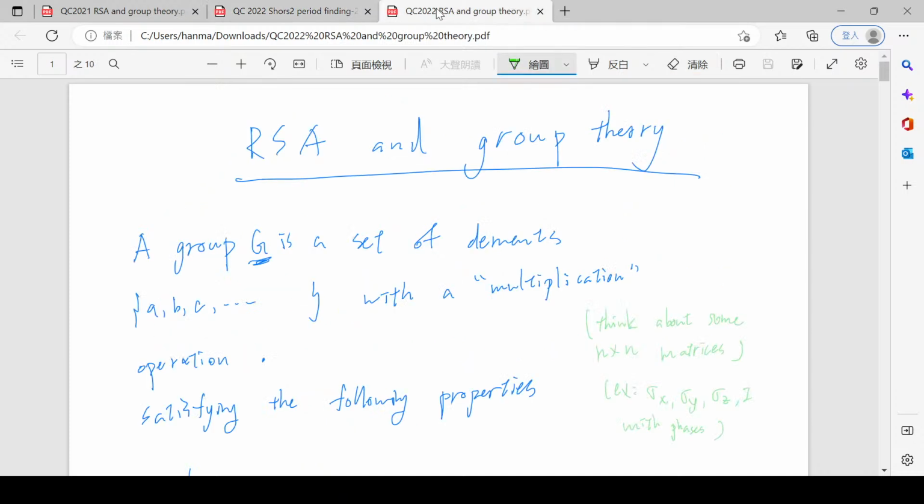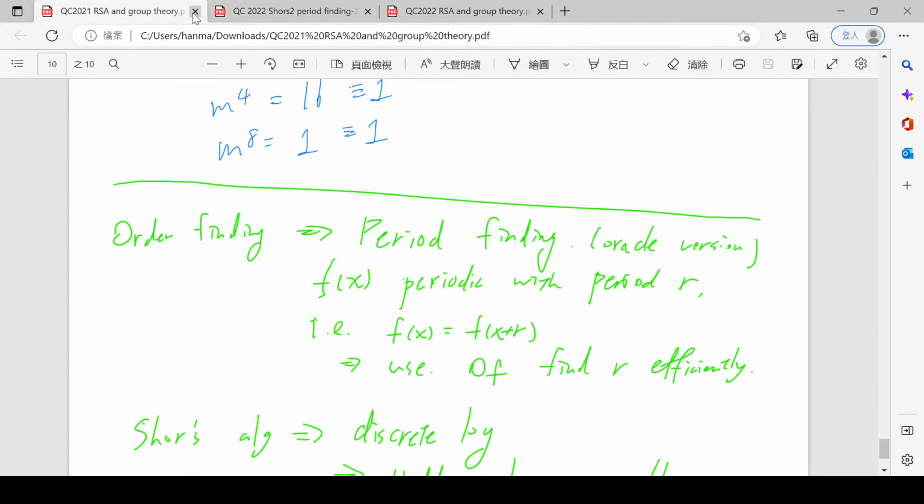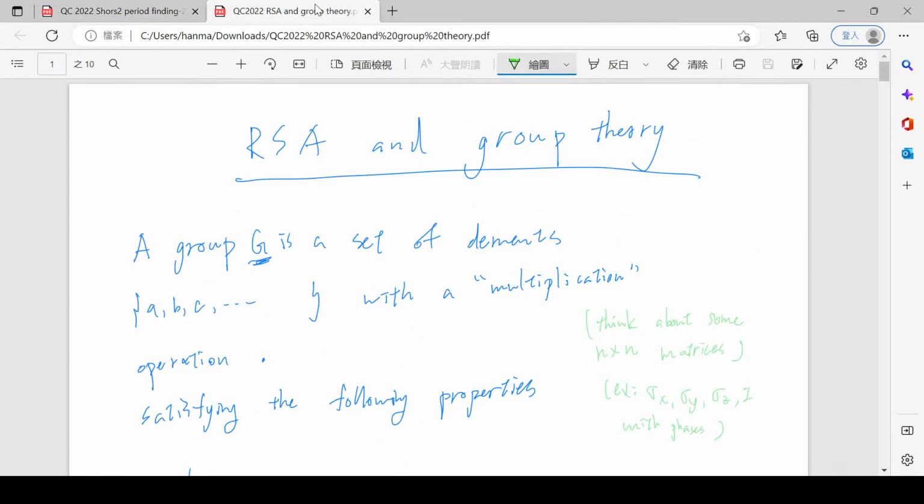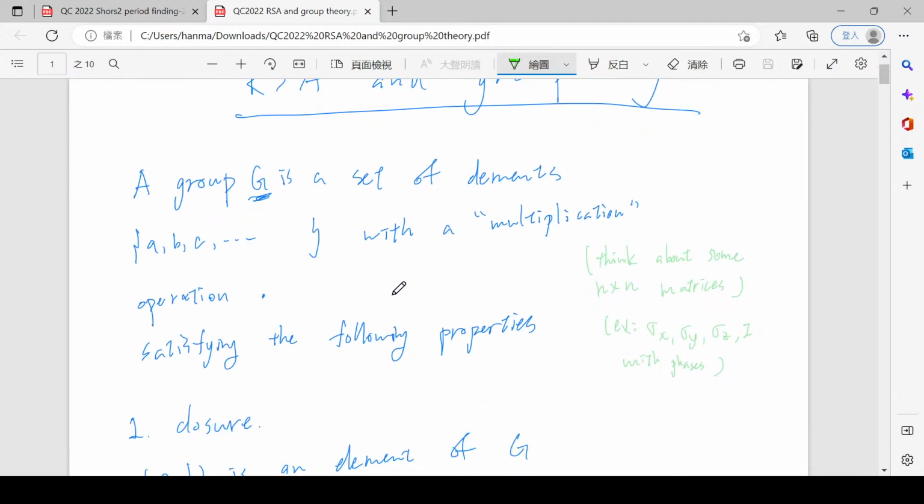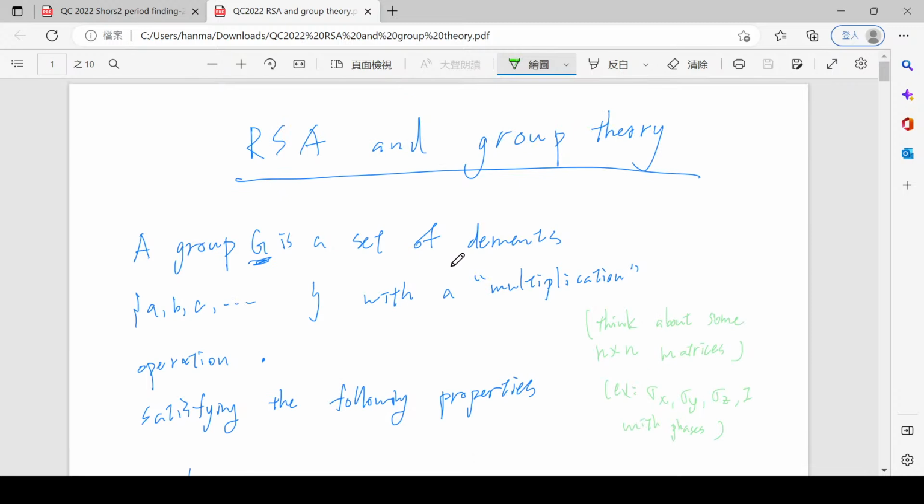Okay, I guess I can close this one. So, RSA and group theory. Let's get a quick review first. How many of you have heard about a group? Raise your hand. Oh, a lot. Okay, so this will be easy for you guys. But anyway, for those who haven't, we'll still go through everything.